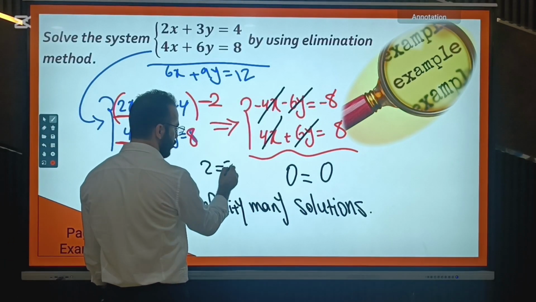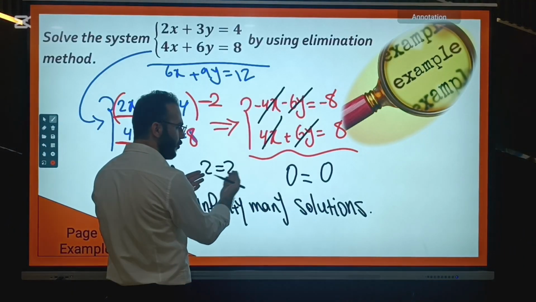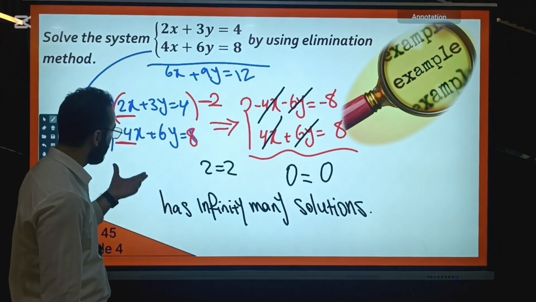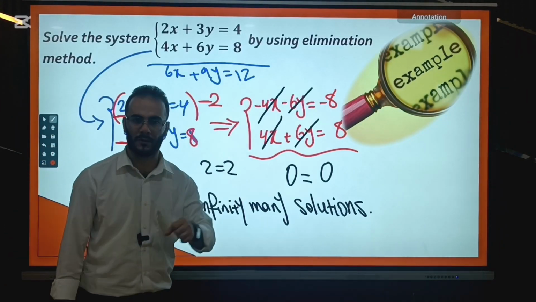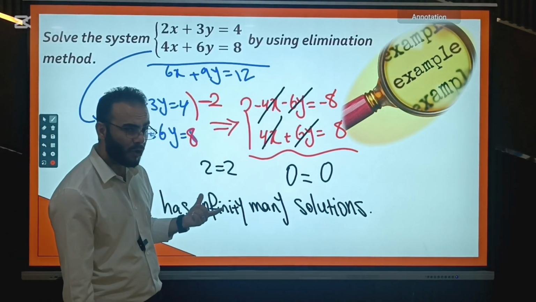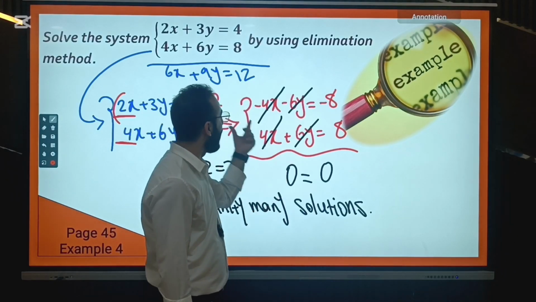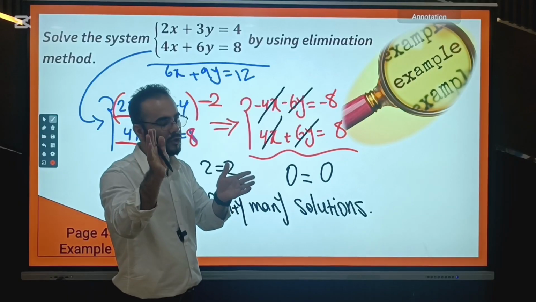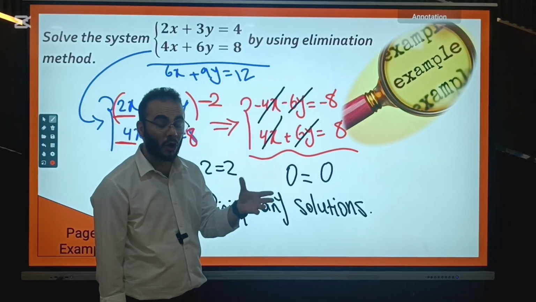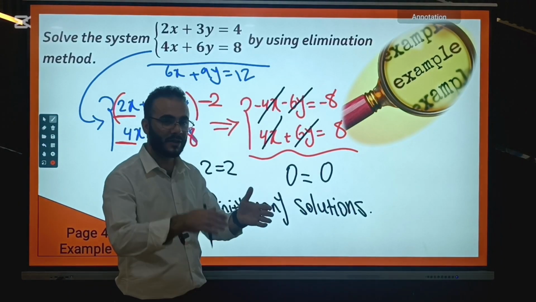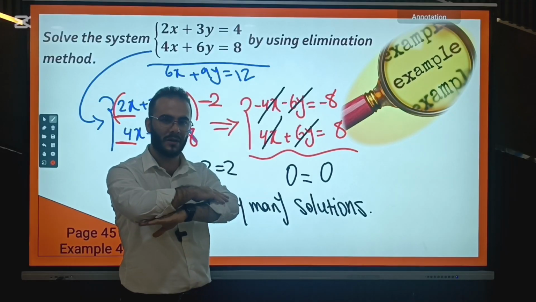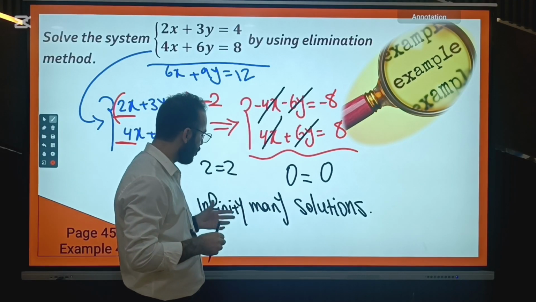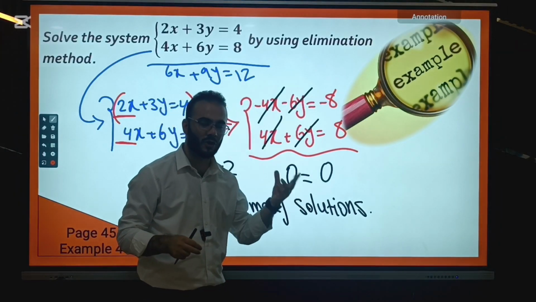You might get 2 equals 2. When both sides are the same, when both sides are equal, you are going to say that our system has infinitely many solutions. Why do we say that? Because these two lines are coincident, which means they are over each other. They touch each other, they actually intersect each other at every single point. In that case, you are going to say that we have infinitely many solutions.